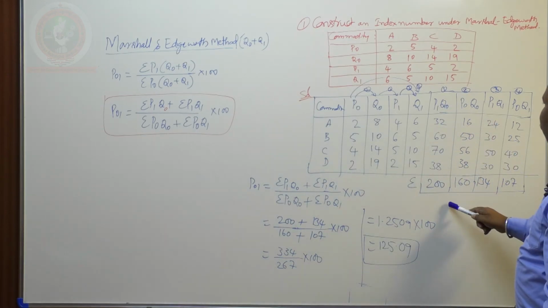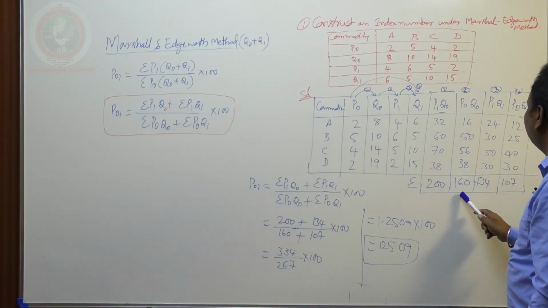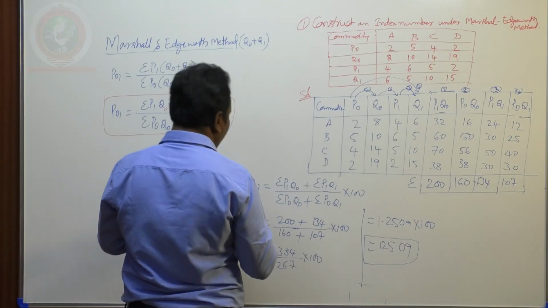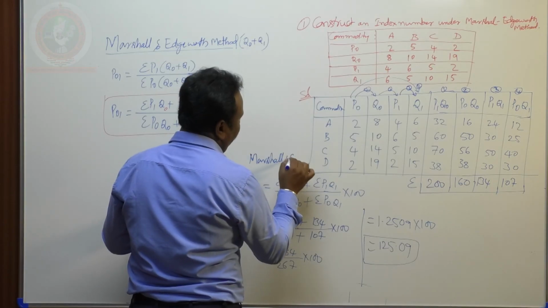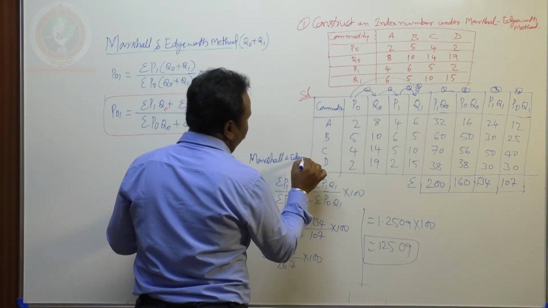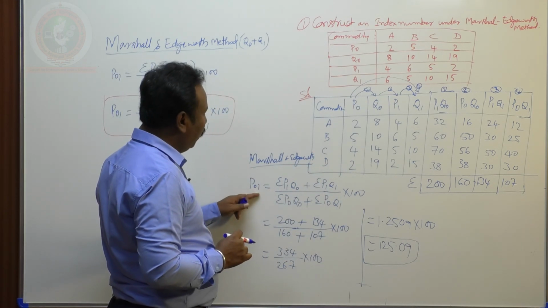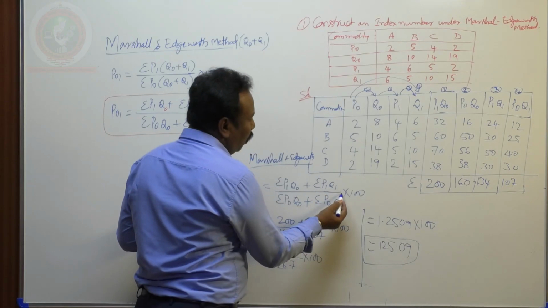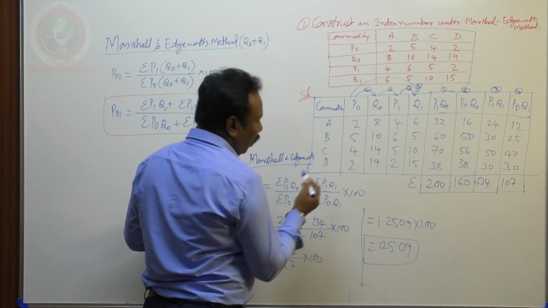So, now take the total of this: summation of P1 Q0 is 200, summation of P0 Q0 is 160, summation of P1 Q1 is 134, summation of P0 Q1 is 107. So, the Marshall and Edwards method. Index value P01 equals summation of P1 Q0 plus summation of P1 Q1, whole divided by summation of P0 Q0 plus summation of P0 Q1, into 100.